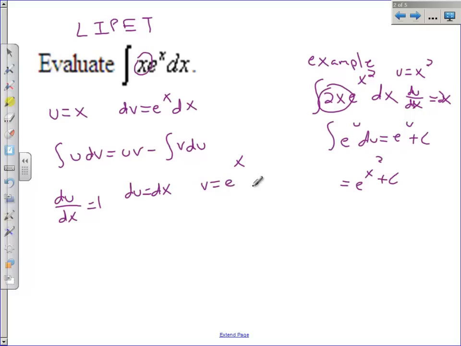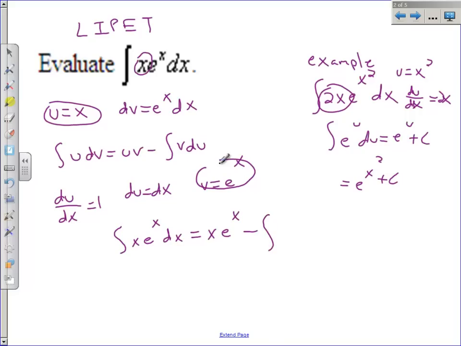So I integrated dv to get v, and I took the derivative of u to get my du. So my integral of x times e to the x dx is equal to u times v. Here's u, and here's v. So that's x times e to the x minus the integral of v du.